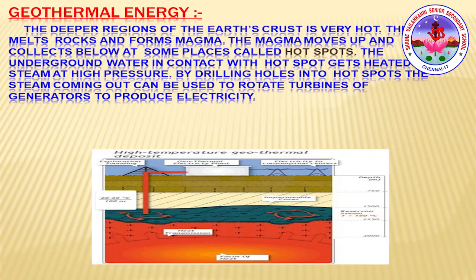So the next one is the geothermal energy. The deeper region of the Earth's crust is very hot. So this heat melts the rocks and forms magma. The magma moves up and collects below at some places. We can call it hot spots, right? So the underground water in contact with hot spots gets heated into steam at high pressure. By drilling holes into the hot spot, the steam coming out can be used to rotate turbines of generators, and this will produce the electricity, right?